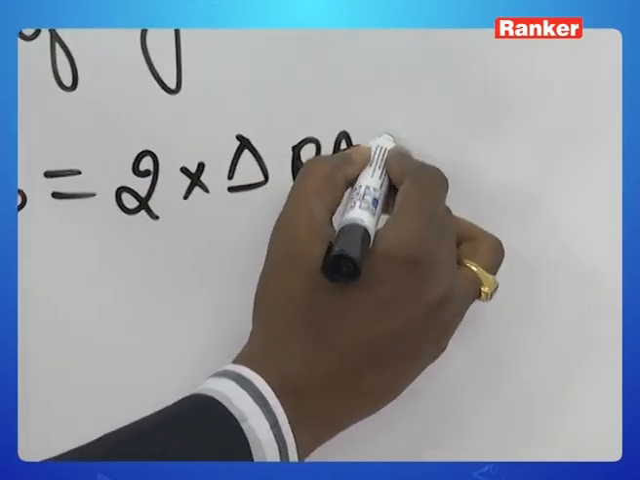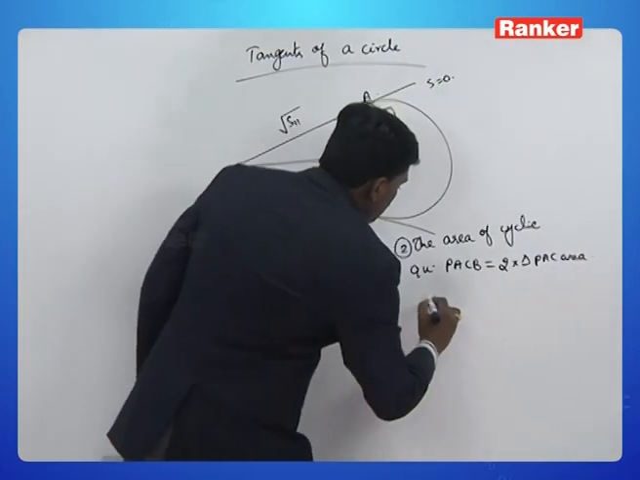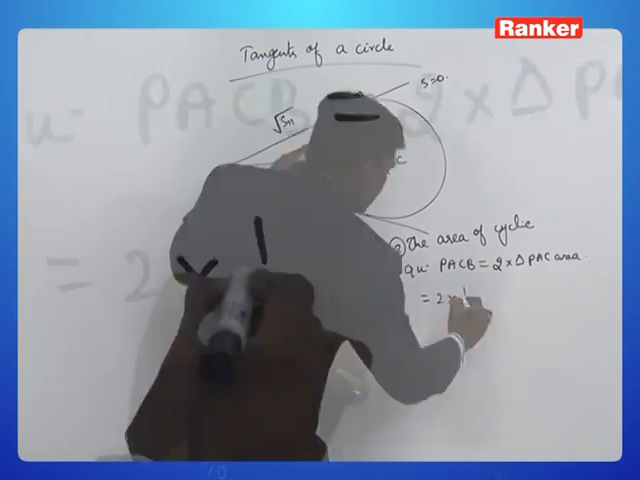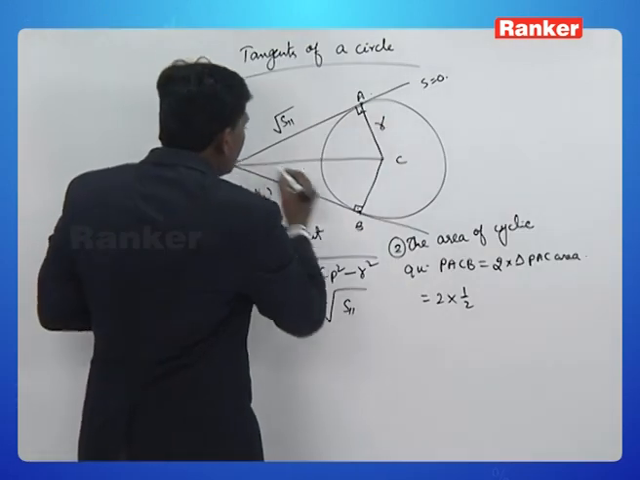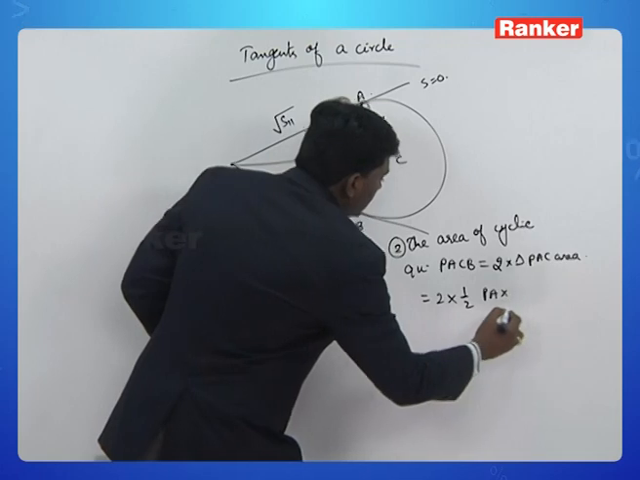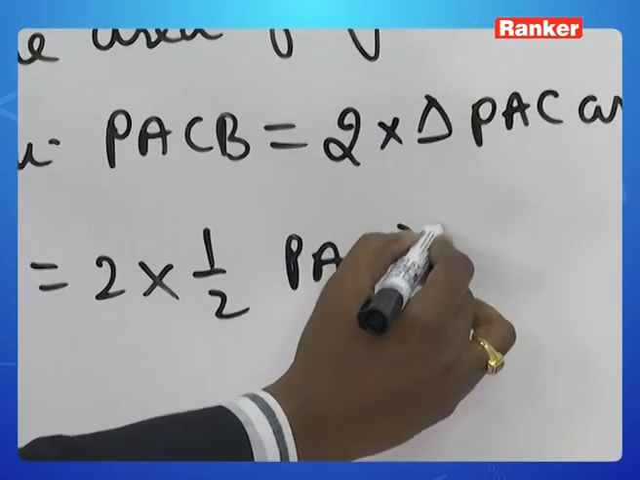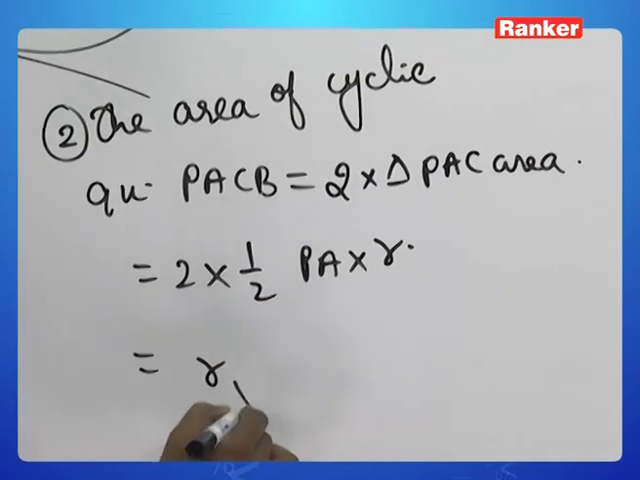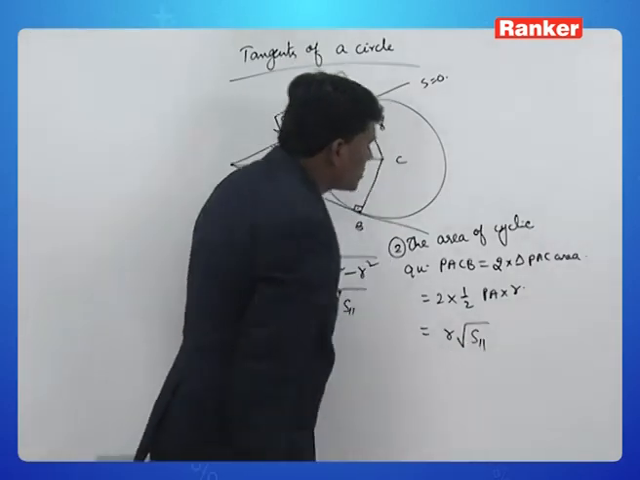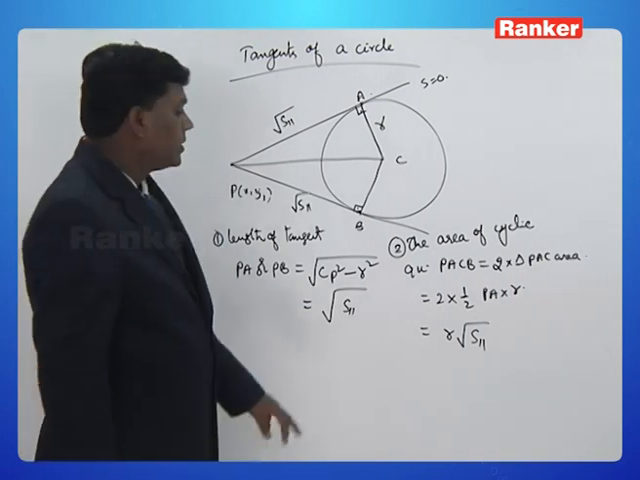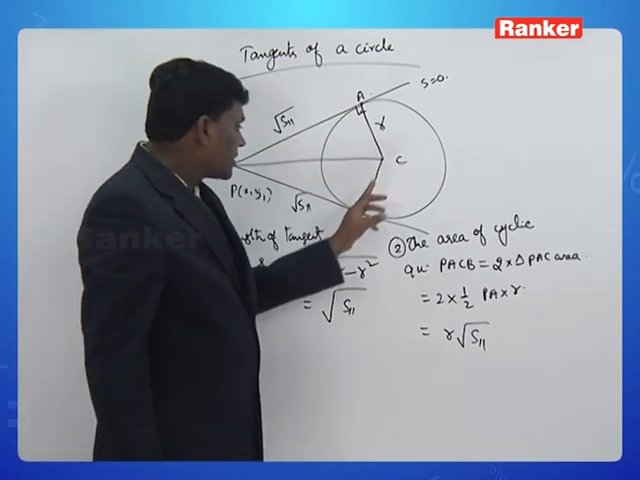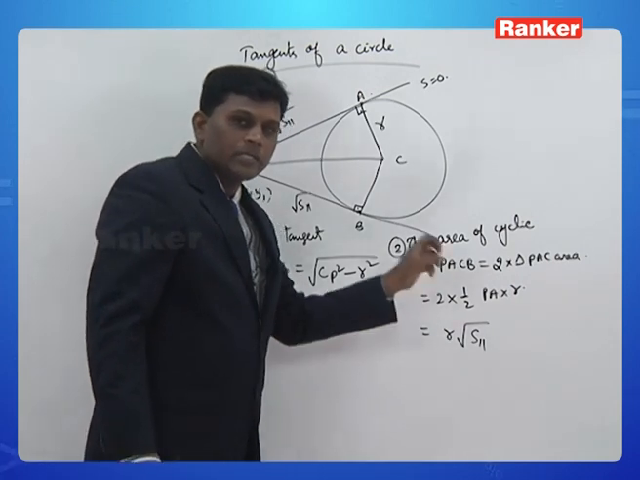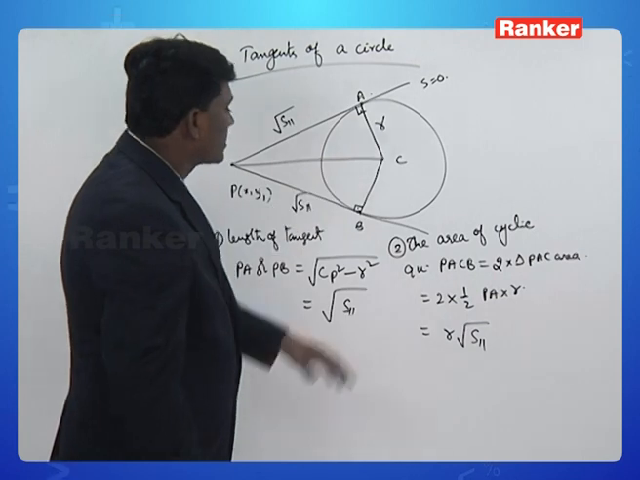2 times the triangle PAC area equals 2 into, because this triangle is a right angle triangle, half into, if you are taking PA as the base, then its height will be r. The 2 gets cancelled, you are getting r into PA, already we have proved as root S11. So the area of cyclic quadrilateral PACB is r into root S11. This is the second important point to be noted in this diagram.